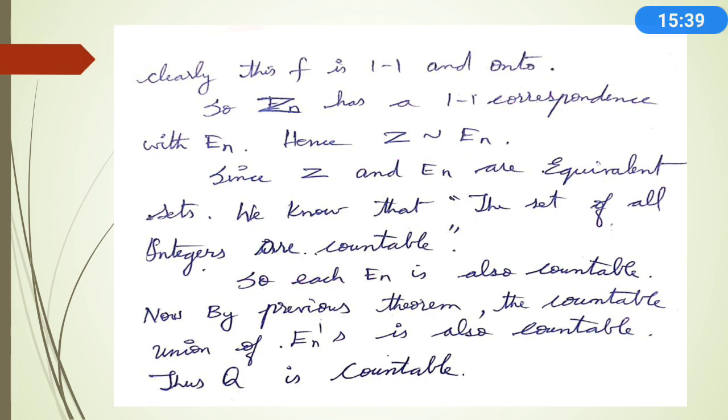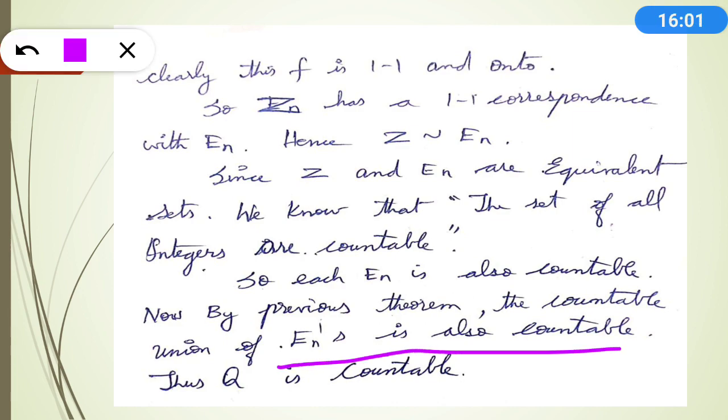So En is countable means the union of En. We have just seen a theorem: if each Ai is countable, then the union of Ai's is also countable. Using the previous theorem, I can say that the countable union of En's is also countable. If you take the union of En, what you will get? You will get the rational numbers. Therefore, I can say Q is countable. I hope you understand the theorem.